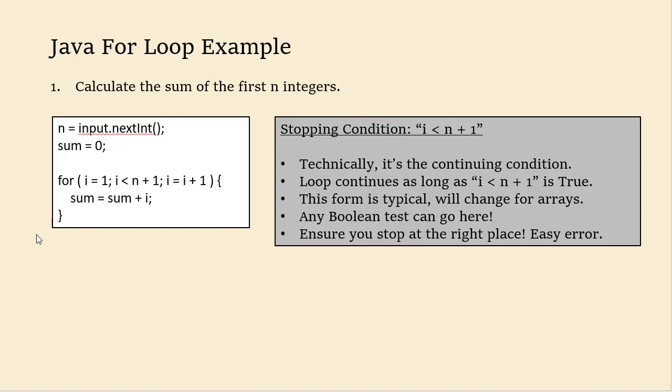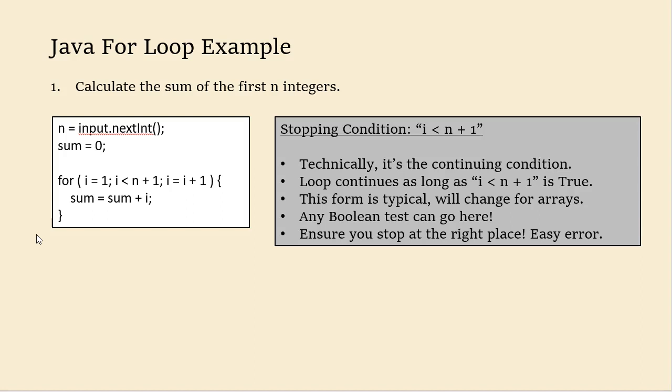The stopping condition, again, technically it's a continuing condition. I is less than n plus 1. We're going to change that in a little bit. Almost always loops are used with arrays, and Java gives you a really convenient way to express this with arrays, so we'll talk about that. You can actually ask for the size or the length of an array, and you put that in there. But for now, let's stick with this.